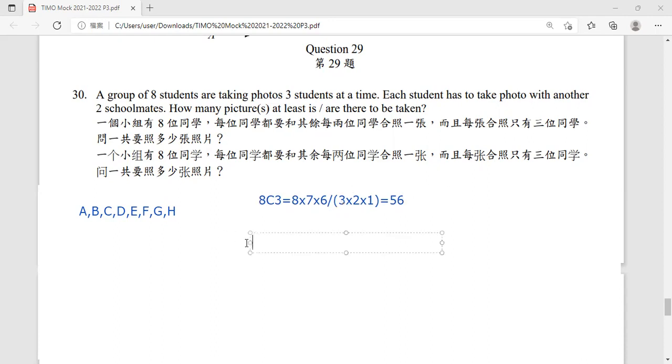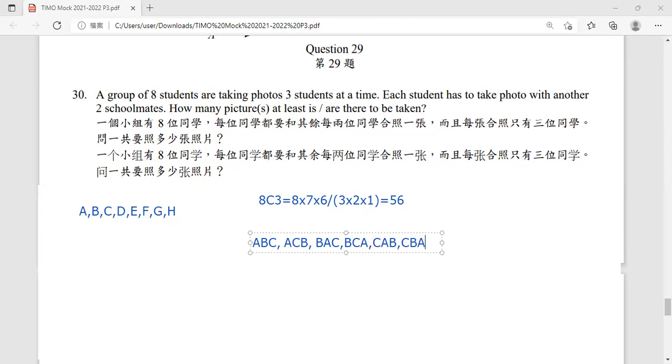Now let's see. If you take out ABC, it's 3 guys. How many ways are there to group ABC, taking out ABC? So we have ABC, of course. Now we have ACB. Now we have BAC. Now we have BCA. Now we have CAB. Now we have CBA. 6 ways, which is 3 by 2 by 1.